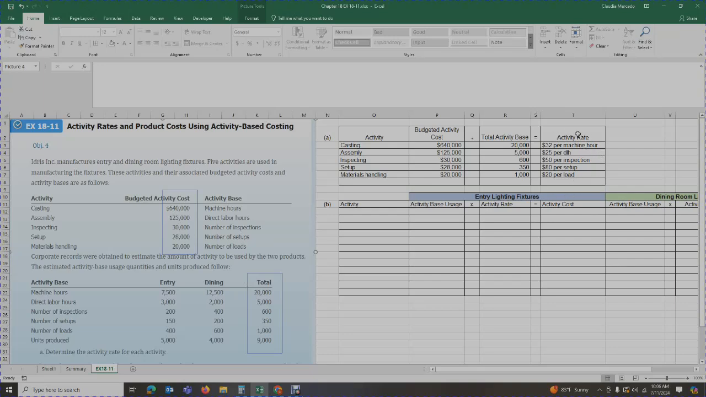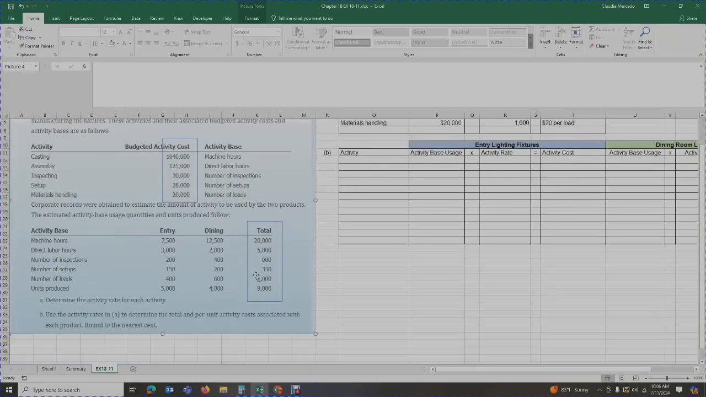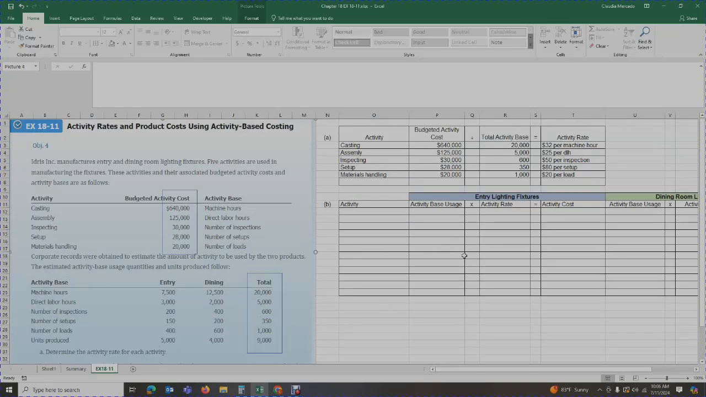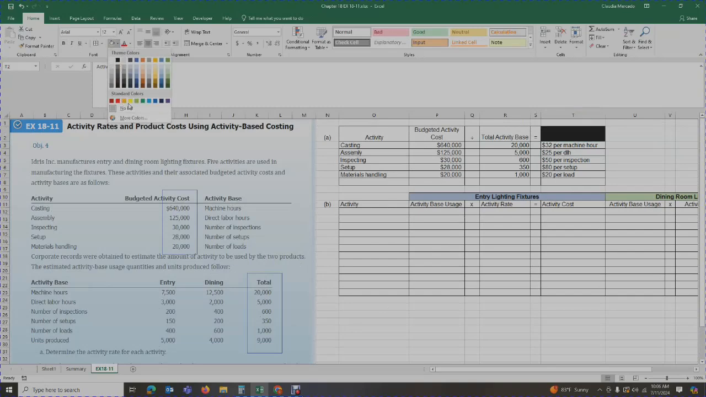Now that we've got our activity rates, I know what to charge for each of those activities. For casting, I'm going to charge $32 per machine hour. For assembly, I'm going to charge $25 per direct labor hour. For inspecting, I'm going to charge $50 per inspection, and so forth. That is requirement A, to determine the activity rates for each. We've done that. That is what we're looking for right here.